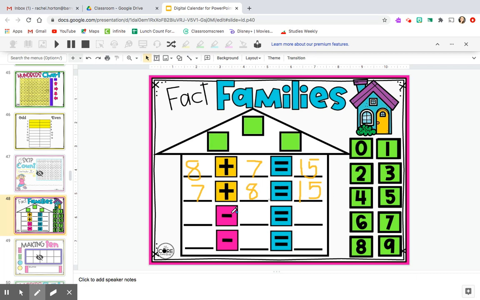Now let's take our big number 15, and we're going to start taking some away from 15. So 15, we're going to take away 8 of those. If we take 8 away, we're going to get 7. Let's try it again. 15, and we're going to take away 7 this time. And that's going to give me 8. Pretty cool how we can use our fact families. Okay.